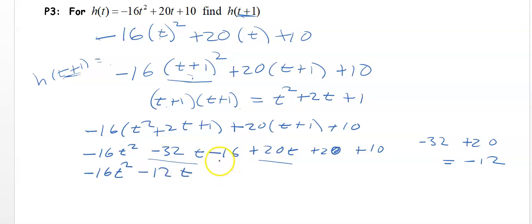And I have a negative 16, a positive 20, and a positive 10. Negative 16 plus 20 is 4. 4 plus 10 is positive 14. So this is actually my answer.